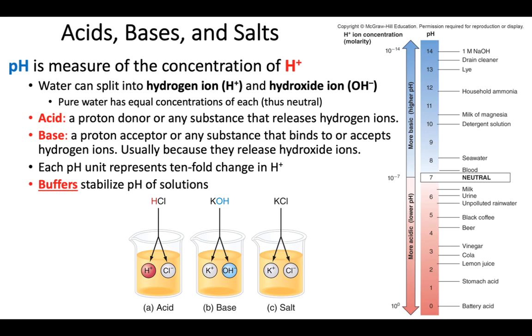So minor changes in the number are actually very significant. When we start looking at blood, 7.35 to 7.45, although it seems like a very, very small range, you can fluctuate quite a bit in there, because a single pH unit is tenfold, or 10 times different. So hopefully that clarifies pH, acids, bases, and the pH scale.